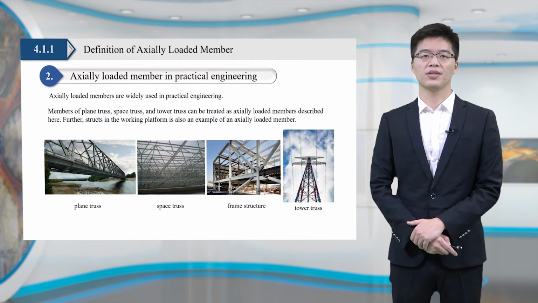Axially loaded members are widely used in practical engineering. For example, the members in a plane truss, space truss, and tower truss can be treated as an axially loaded member. Further, struts in the working platform are also an example of an axially loaded member.